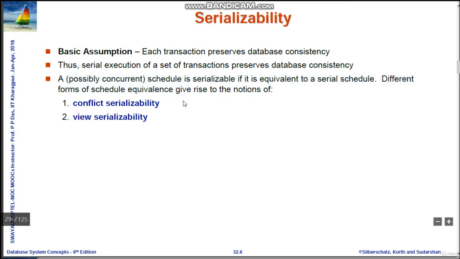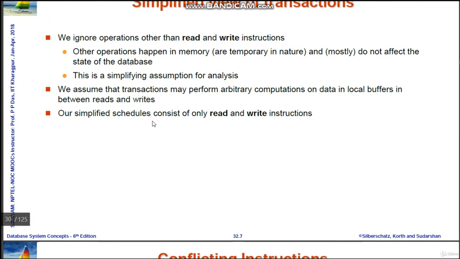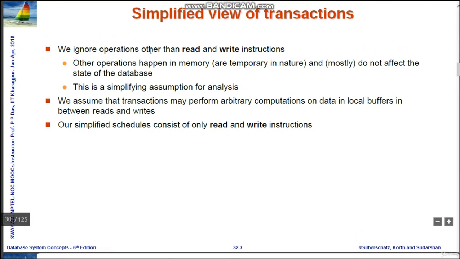Okay guys, so different forms of schedule equivalence give rise to the notion of serializability. So we have two types of serializability. One is conflict, another is view. So guys, you can see simplified views of our transaction. We ignore operations other than read and write instructions. So we ignore that in our processor.